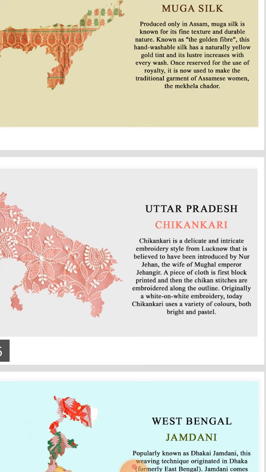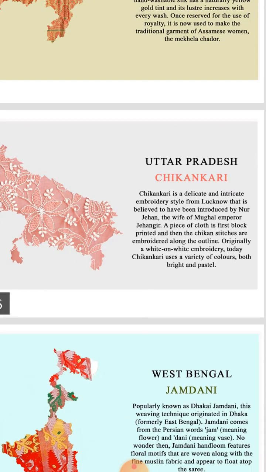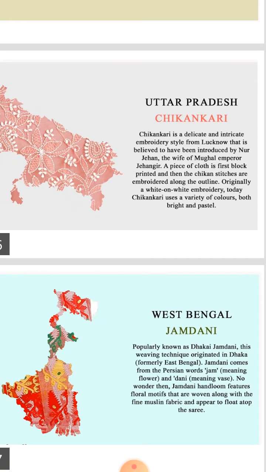Next, moving to Uttar Pradesh, how can we forget the royal Chikankari sari and Chikankari weave? Chikankari is a delicate and intricate embroidery style from Lucknow that is believed to have been introduced by Noor Jahan, the wife of Mughal Emperor Jahangir. A piece of cloth is first block printed, and then chikan stitches are embroidered along the outline. Originally a white-on-white embroidery, today Chikankari uses a variety of colors, both bright and pastel.